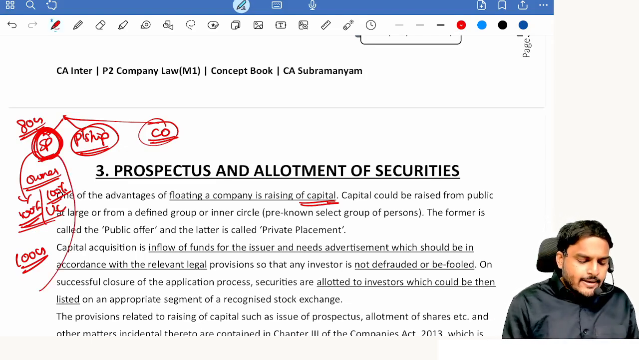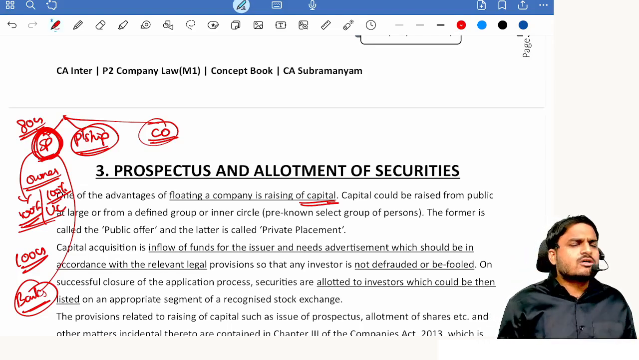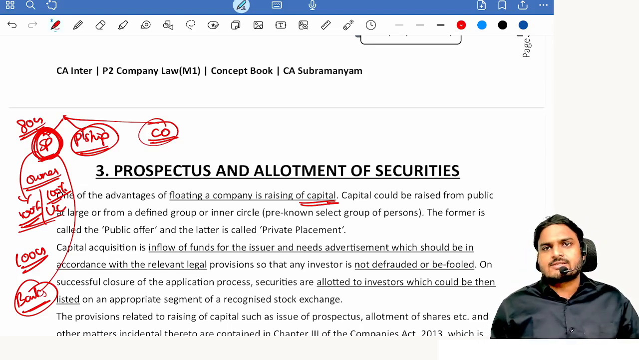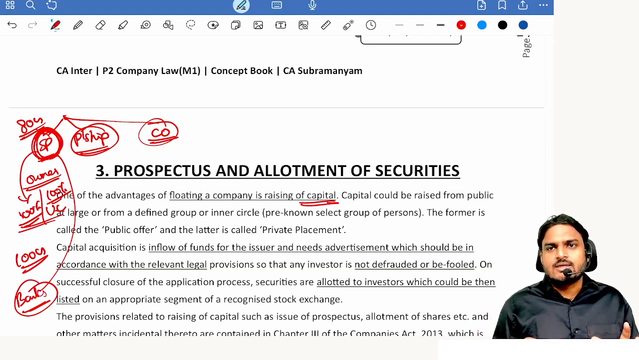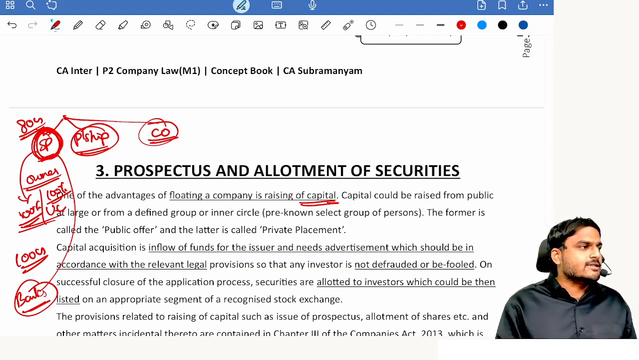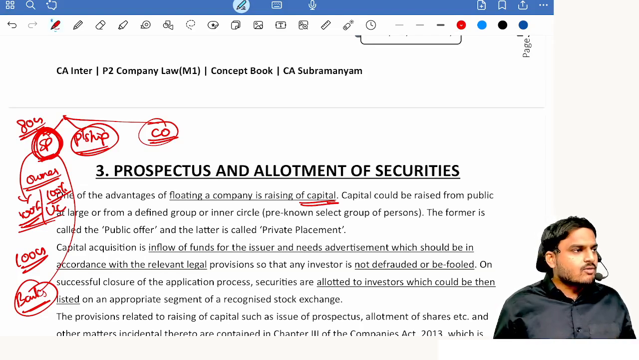Even if this sole proprietor goes to banks for loans, he needs to comply with a lot of conditions specified by banks. Only on fulfillment of conditions, bank will give finance. But there is a problem with the banker's finance. From day one onwards, he will charge interest.